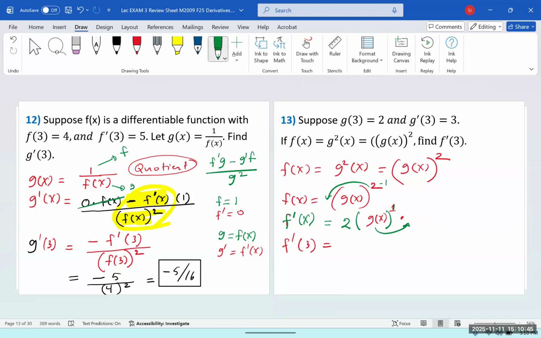So what's the derivative of g of x? G prime of x. So this is the hardest part, figuring out the derivative. Once you have the derivative, the next step is easy. All you have to do is replace all the x you see with the number they gave you. So 2 times g of 3 times g prime at 3.